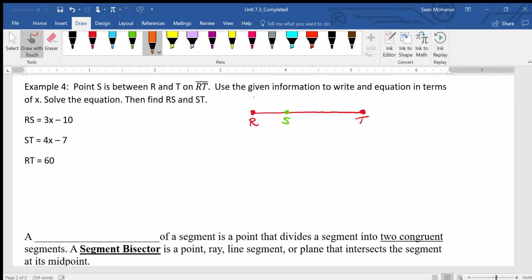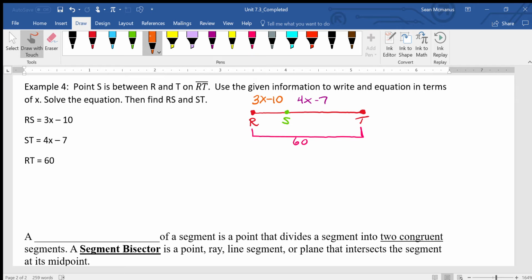So RS is 3x minus 10, and ST is 4x minus 7, and RT, the whole thing, is equal to 60. So here I have two segments, RS and ST. Segment addition tells me if I add them together, it'll equal the whole thing.